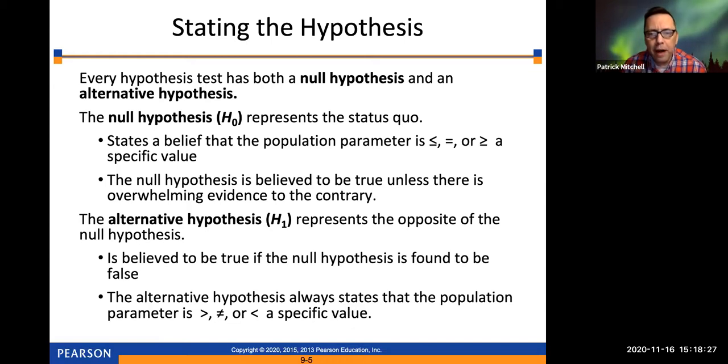The alternative hypothesis, H sub 1, represents the opposite of the null hypothesis, and I like to think of it as a challenge to the status quo. It is believed to be true if the null hypothesis is found to be false, and the alternative hypothesis always states that the population parameter is greater than, not equal to, or less than a specific value. So it never includes the possibility of equals.